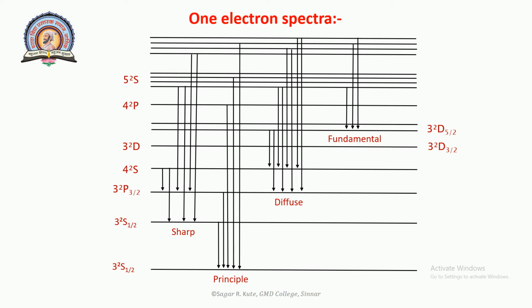Let us consider the atom of sodium, which has a single valence electron. Its electronic configuration is 1s2, 2s2, 2p6, 3s1. The core of 10 electrons contributes nothing to the angular momentum, and the 11th free electron is responsible for the spectrum. This 3s electron, when excited, jumps to higher energy states such as 3p, 4s, 3d, 4p, 5s, 5d, etc.